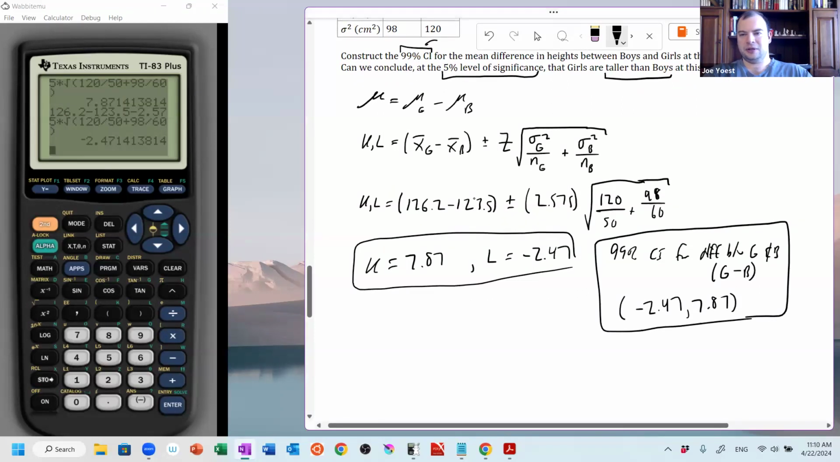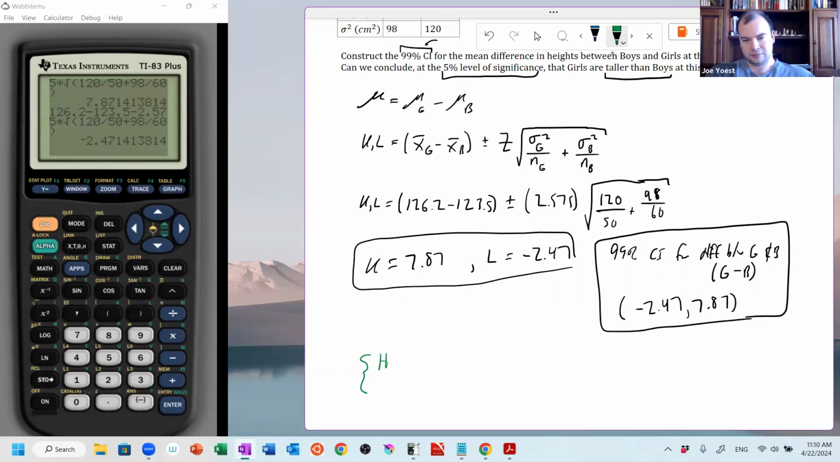In other words, my hypotheses: I'm looking to conclude that girls are taller than boys. In other words, that mu girls is bigger than mu boys. And I'm testing that against mu girls equal to mu boys, which of course encompasses all of the mu girls less than or equal to mu boys. If I can reject against this borderline null hypothesis, I can reject against any other null that's further into that tail.